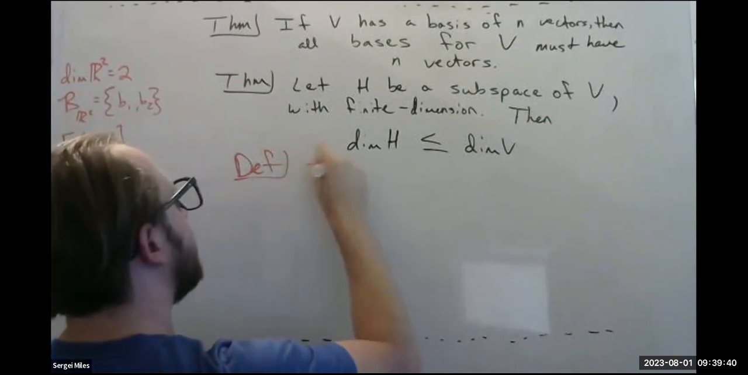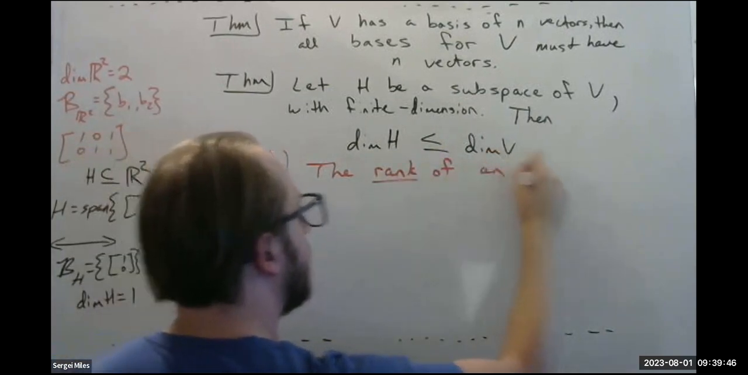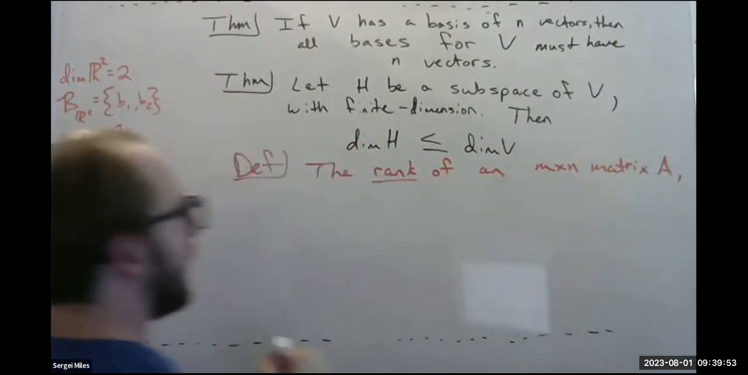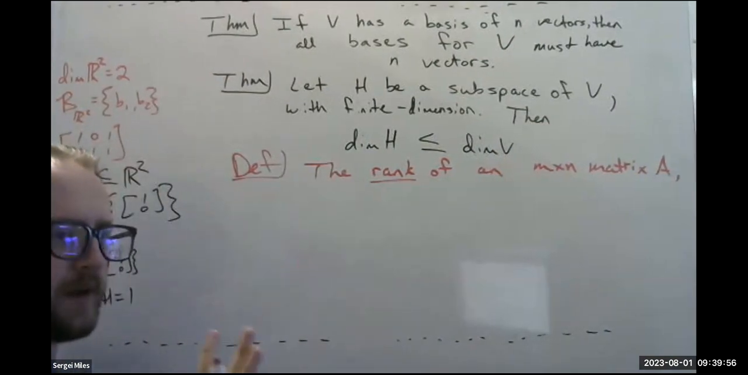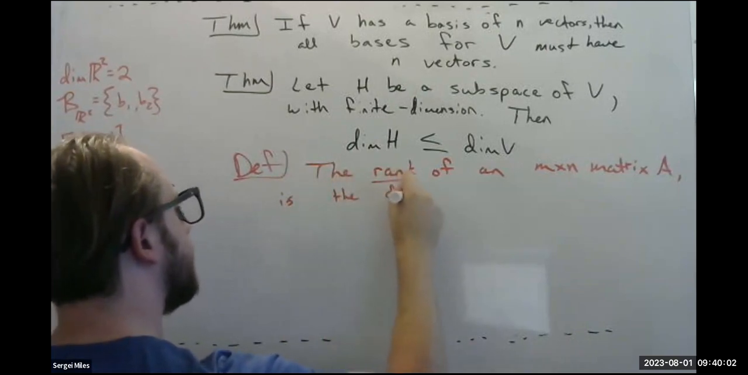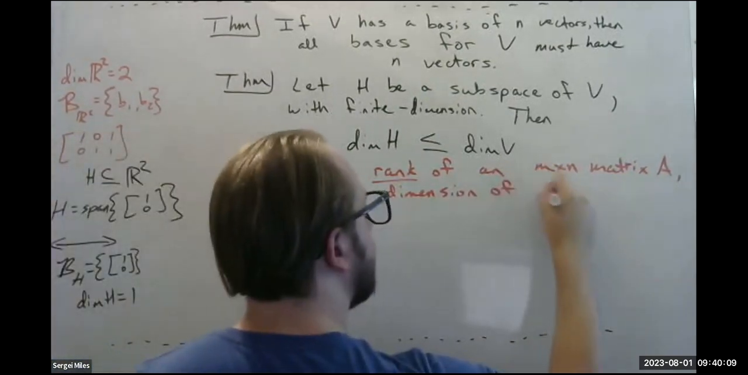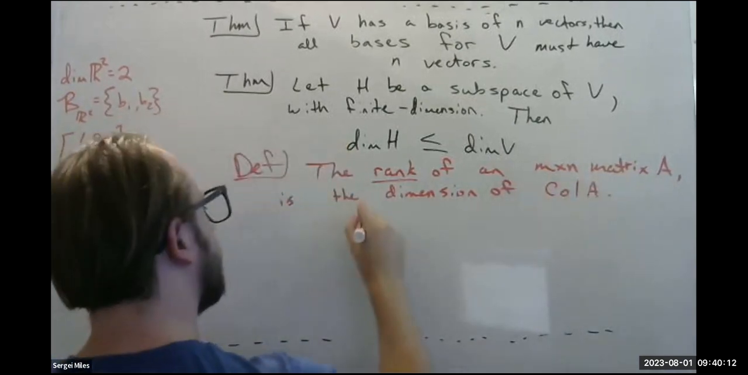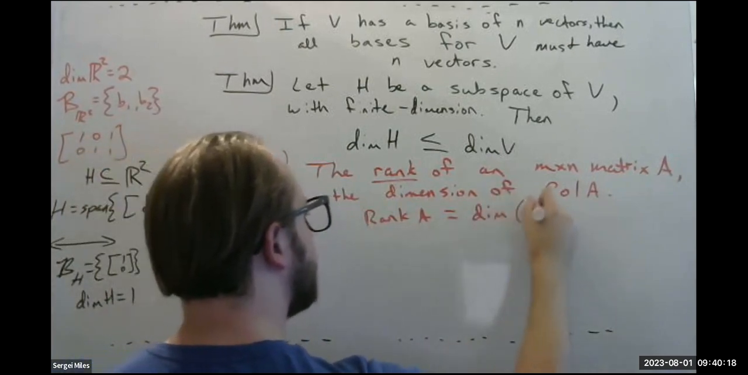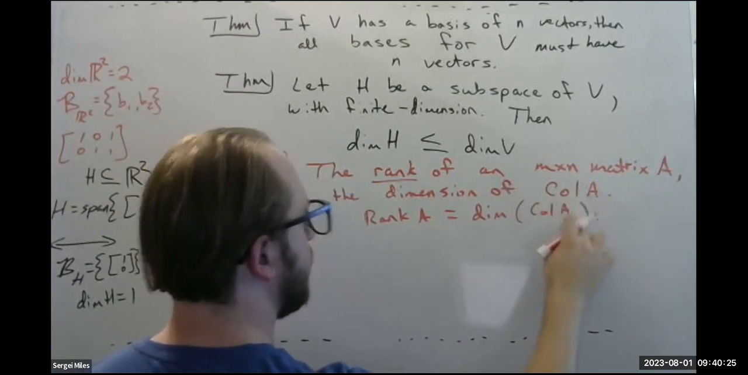So the rank of an m by n matrix A. Notice m by n, this does not have to be a square matrix, is the dimension of the column space of A. So rank of A equals the dimension of the column space of A.